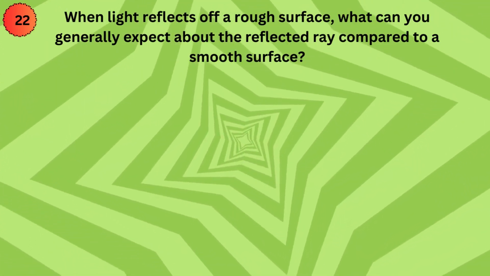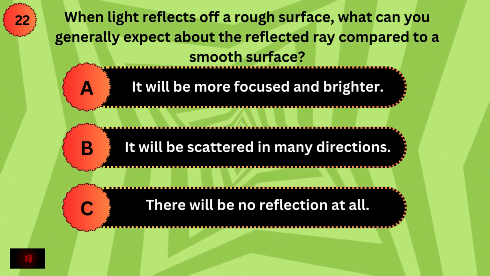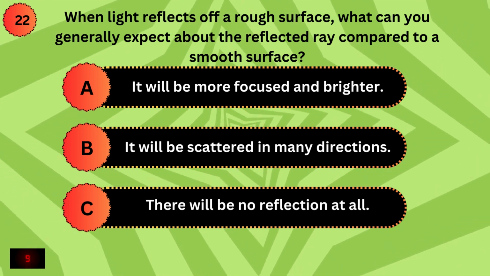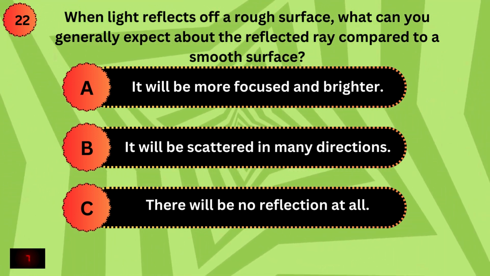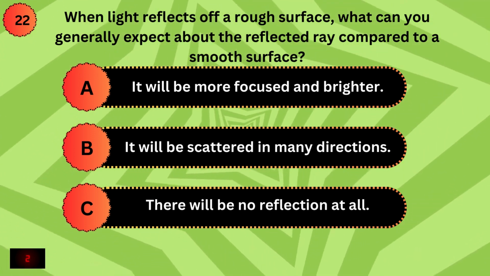When light reflects off a rough surface, what can you generally expect about the reflected ray compared to a smooth surface? A. It will be more focused and brighter. B. It will be scattered in many directions. C. There will be no reflection at all.